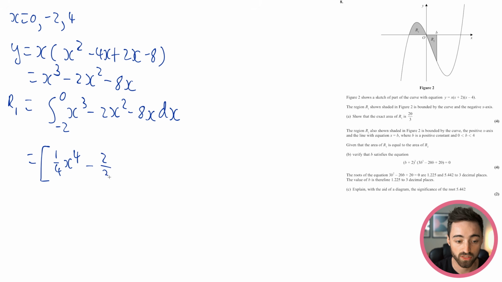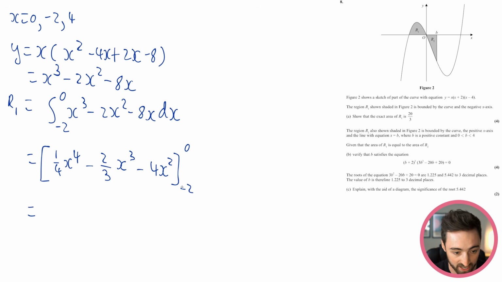Minus 2 over 3x cubed minus 4x squared, and then I don't need a c because I'm doing a definite integral. So limits here, 0, minus 2. This is quite nice. The 0, all of these terms just have powers of x in them. They're all going to go to 0. So this first bracket, that would be the 0 bracket, it's just 0. That makes my life just that bit easier.